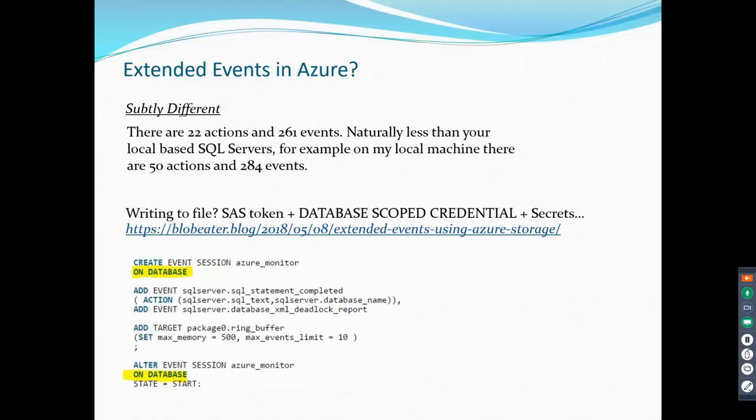For example, you can see I wrote this code called Azure Monitor at the bottom. I highlighted the key difference here. You're actually creating an event session on database, whereas on the on-premises SQL Server, you don't do this. You do it on the server, right? For this example, I was trying to track real-time XML deadlock graph, and I was writing it to a ring buffer. 99 times out of 100, you would probably want to bind the output to an Azure storage account.